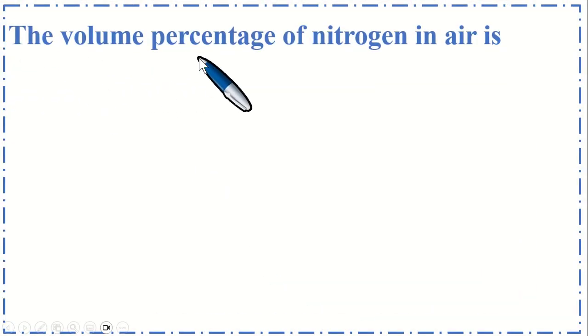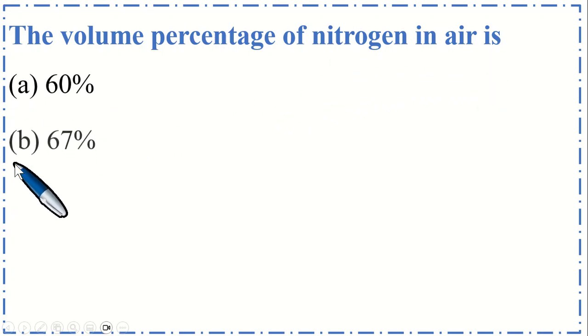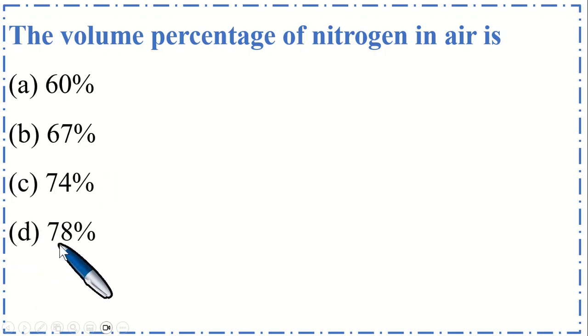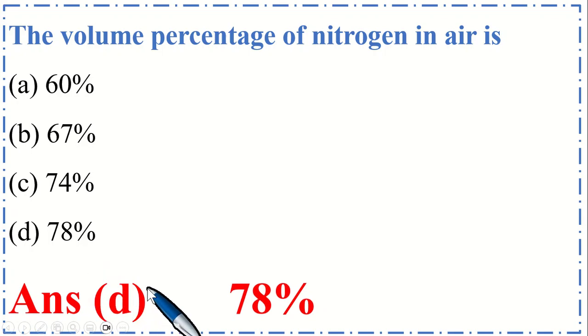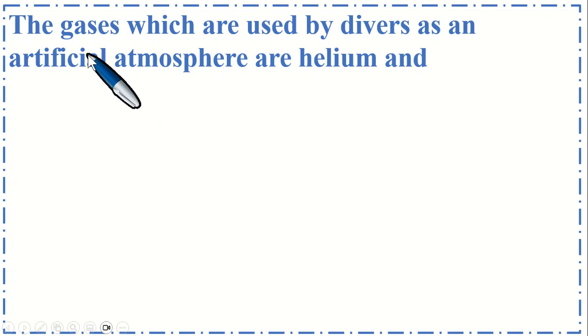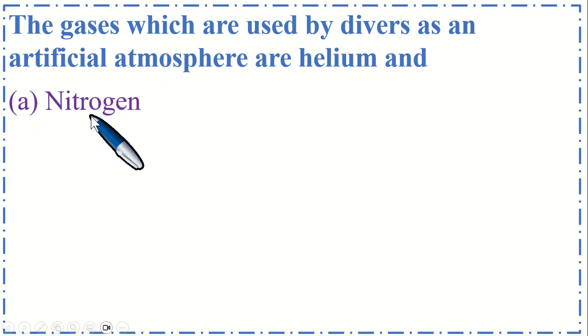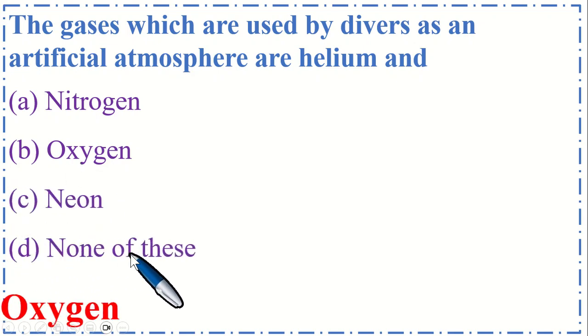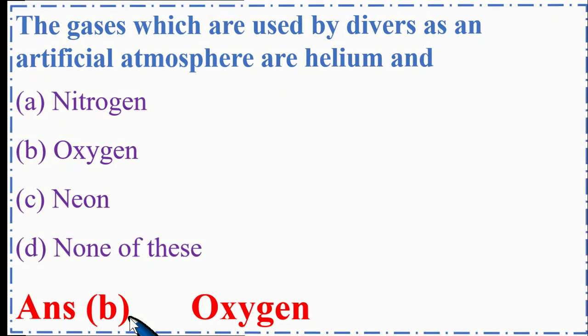The volume percentage of nitrogen in air is option A 60%, B 67%, C 74%, and option D 78%. So the correct option is D 78%. The gases which are used by divers in artificial atmosphere are helium and option A nitrogen, B oxygen, C neon, and option D none of these. So the correct option is B oxygen.